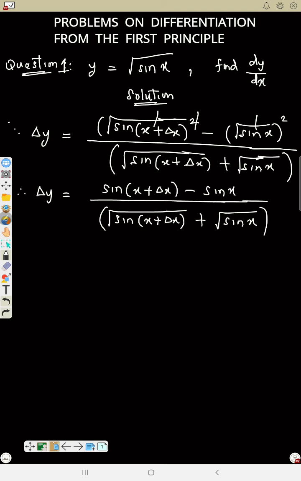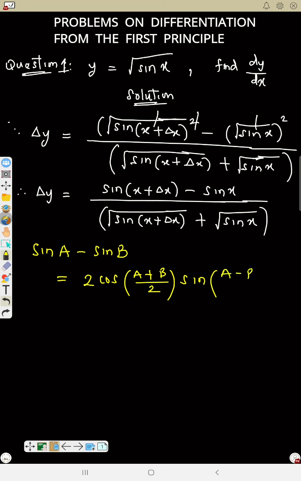So from trig identity, note this identity: sine a minus sine b is equal to 2 cos of (a plus b) divided by 2, times sine of (a minus b) divided by 2.